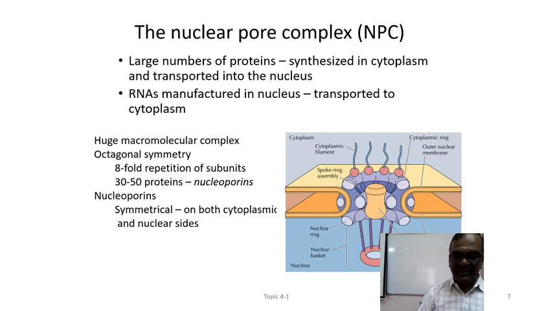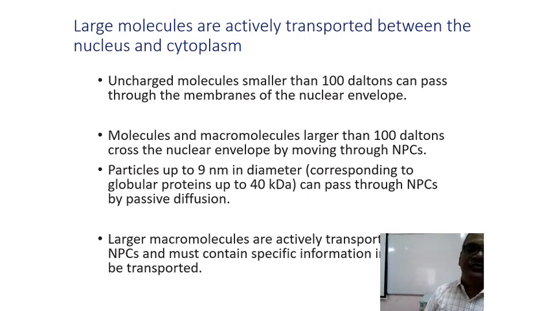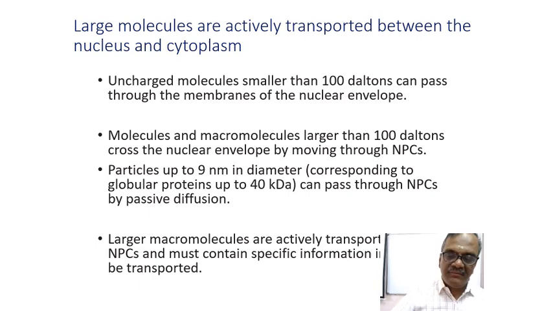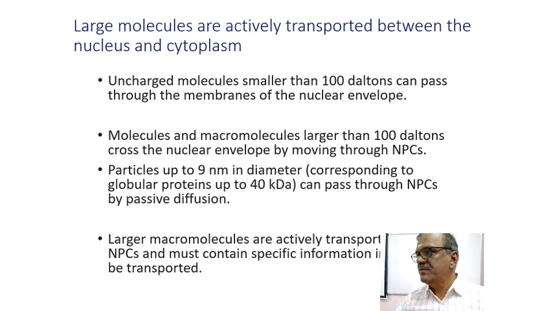Okay. So larger molecules are actively transported through this NPC, and uncharged particles smaller than 100 daltons can pass through the membranes of the nuclear envelope. Only those larger than 100 daltons move through the NPC, and those up to 9 nanometers in diameter can pass through the NPC by passive diffusion. So some molecules are very small in size, in nanometers, and the weight is also very low, they are not charged, and they may move through passive diffusion.